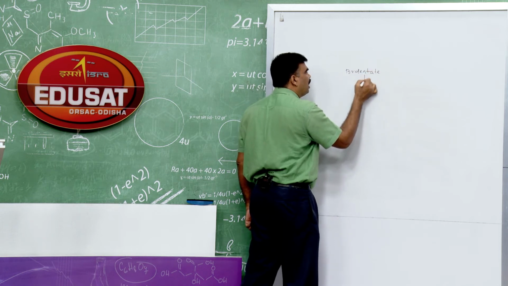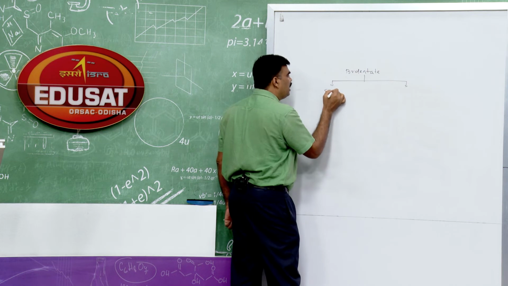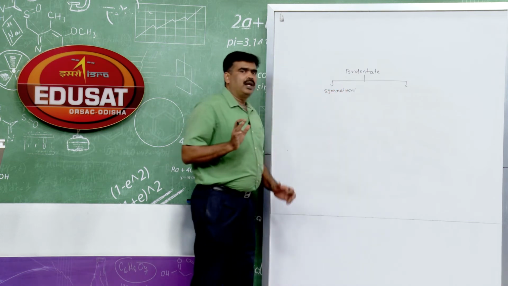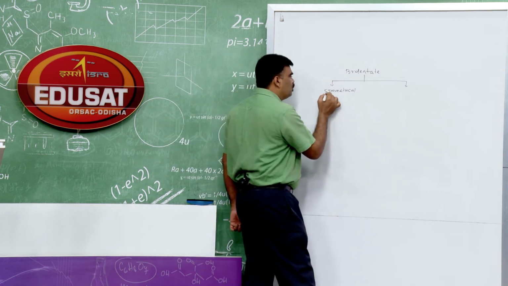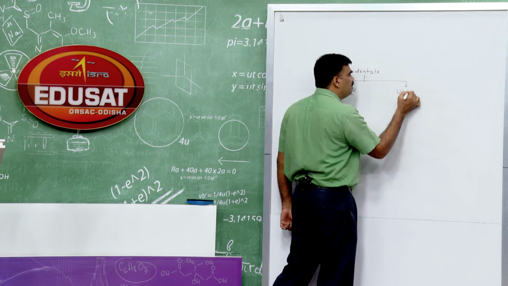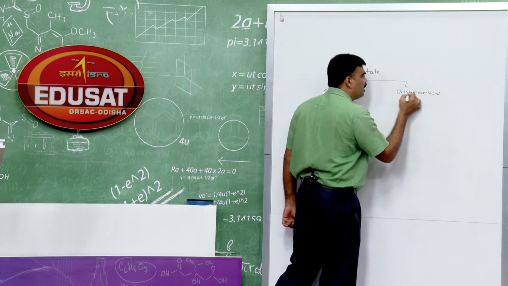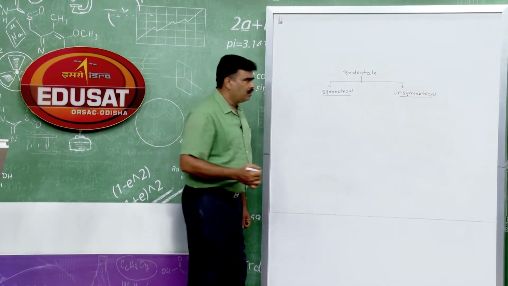Bidentate ligands are of 2 types. One is symmetrical, the ligand which can be divided into 2 equal parts. Ligands can be symmetrical and also unsymmetrical. Unsymmetrical means they cannot be divided into 2 equal halves.